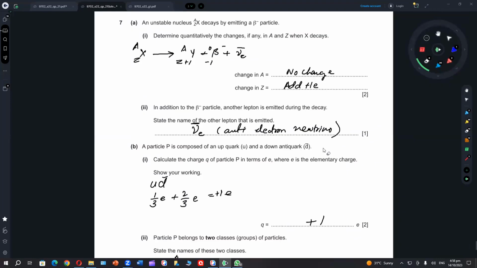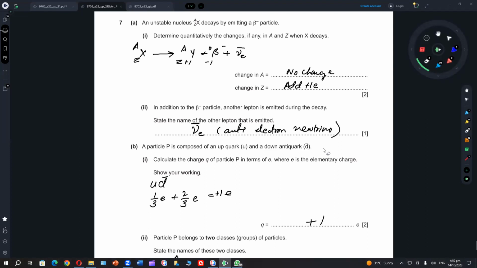An unstable nucleus decays by emitting a beta minus particle. Determine quantitatively the changes, if any, in A and Z. We know that during a beta minus decay, mass number remains the same and atomic number increases by 1. In addition to the beta minus, another lepton is emitted during the decay. What's the name of that? Anti-neutrino, anti-electron neutrino.